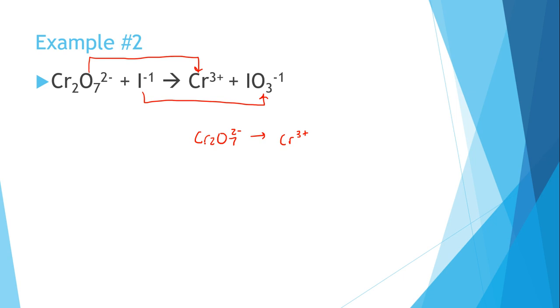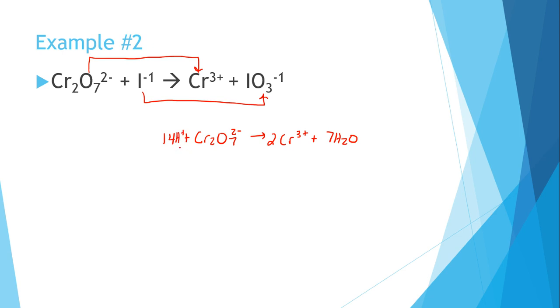On the left-hand side, I have 2 chromium, so on the right, I'm going to put 2 chromium. I have 7 oxygen, so to balance that, we're going to add 7 waters. That throws off my hydrogen, so 7 times 2. I'm going to add 14 hydrogen ions over here to the left.